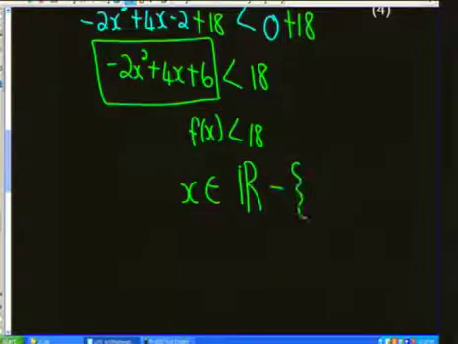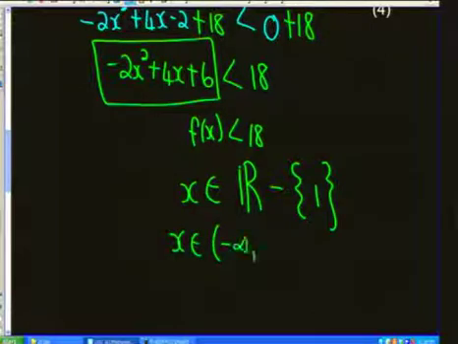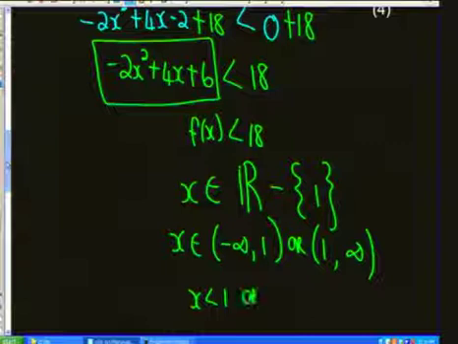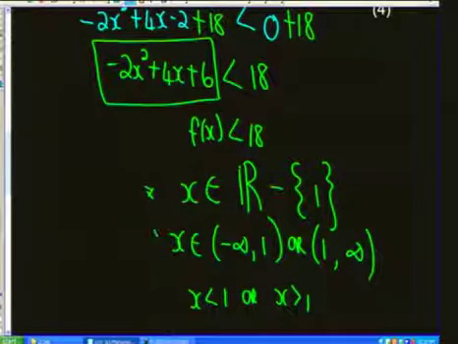Subtract the value 1. Or we could go x an element of minus infinity to 1, round bracket because we're not including it, or round bracket 1 to plus infinity, or we could just go x is smaller than 1 or x is greater than 1. So any of these are suitable, and probably you could find another 4 ways of doing it as well.